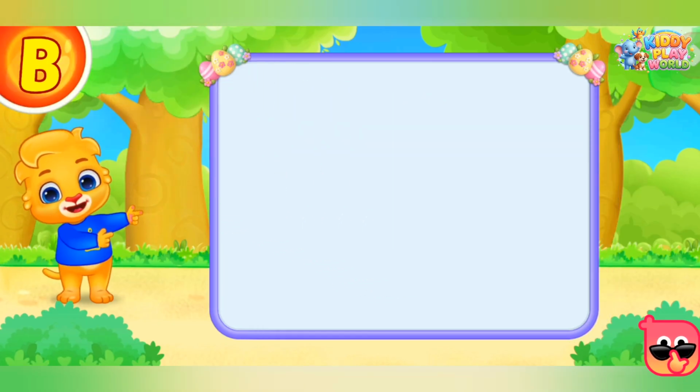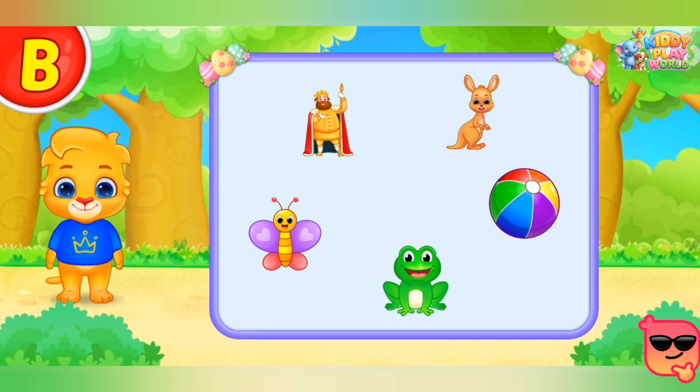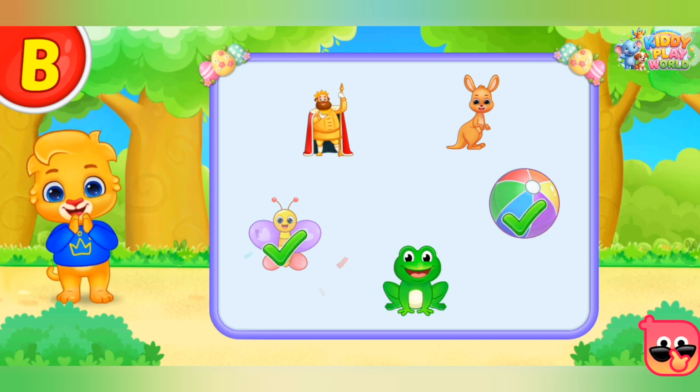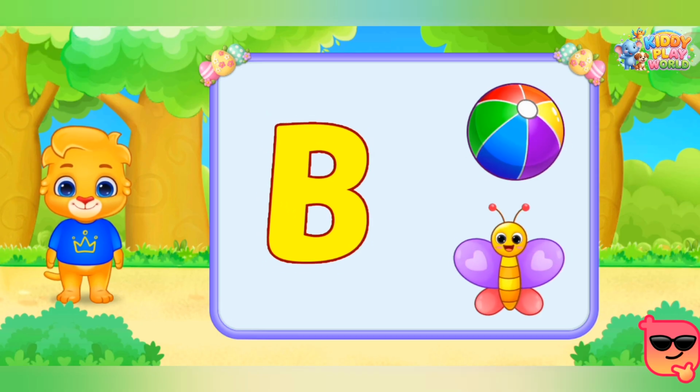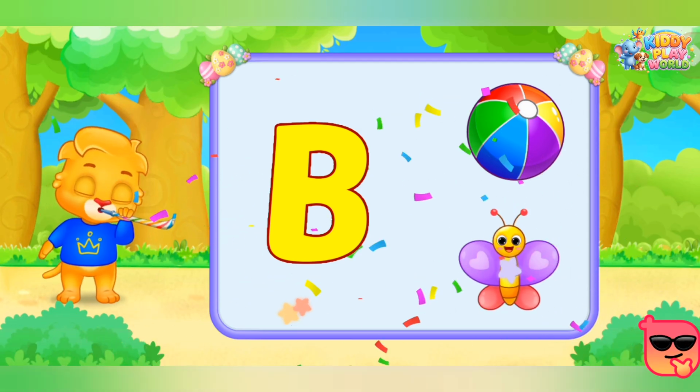Tap the picture that starts with letter B. Woo! B is for ball. B is for butterfly. Well done.